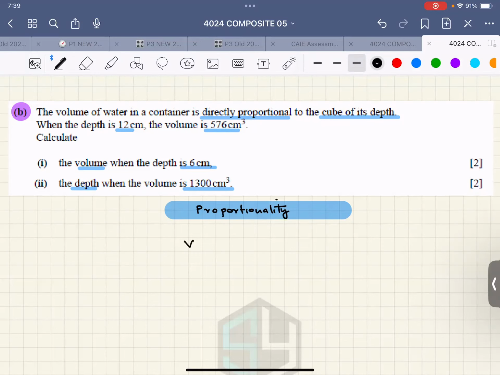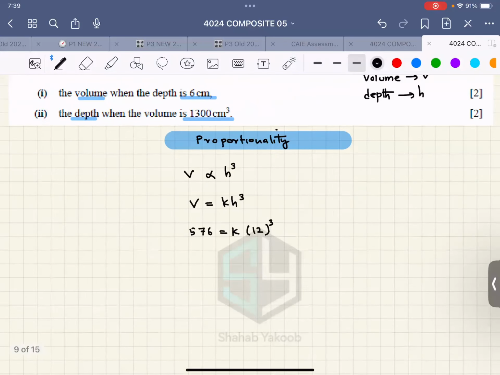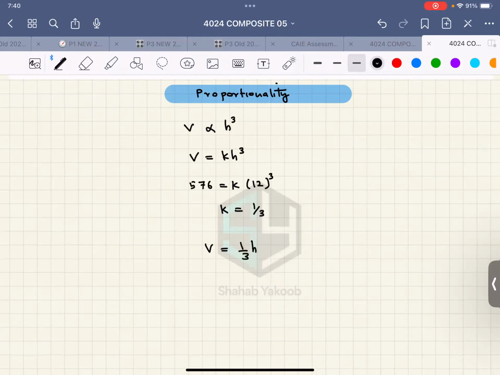So volume is directly proportional to the cube of the depth. I'm using the symbol H for depth and V for volume. V equals K H cubed. If I plug in these two values, 576 is K times 12 cubed. So 576 divided by 12 cubed, which is 1728, comes out to be 1/3. So K is 1/3. Volume is 1/3 H cubed.